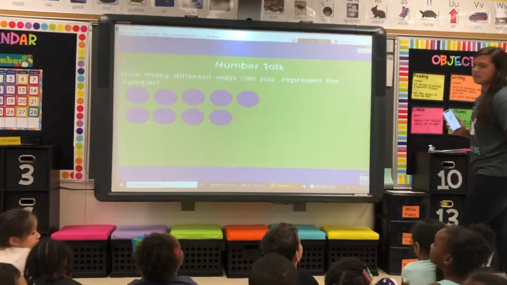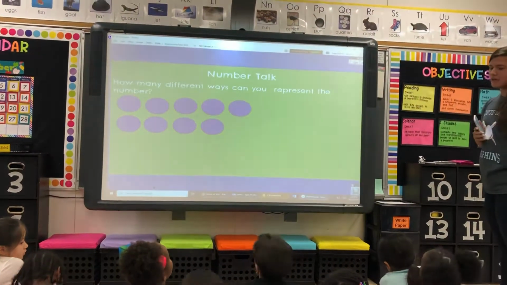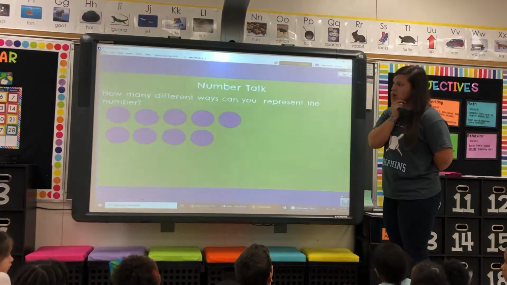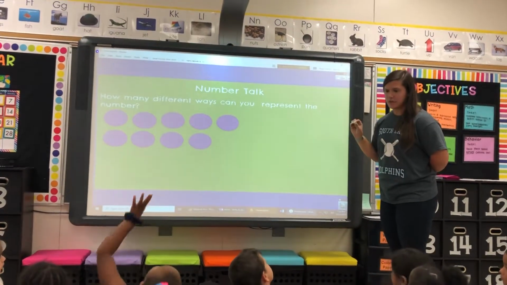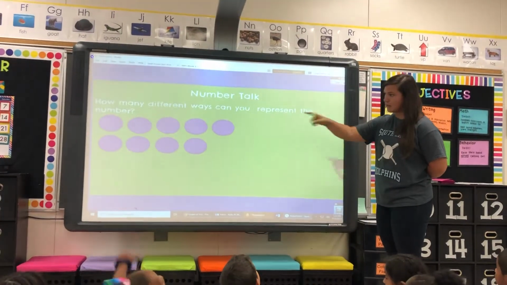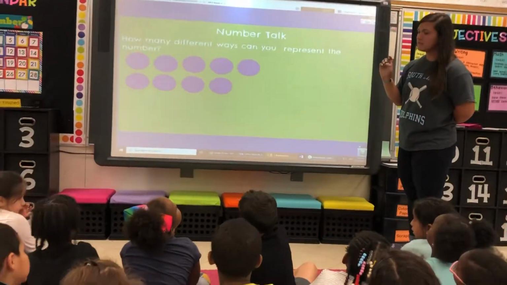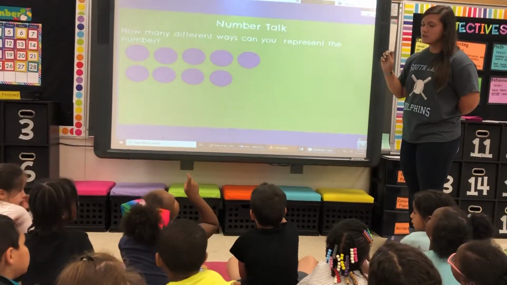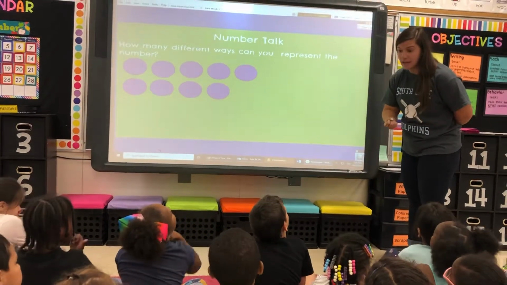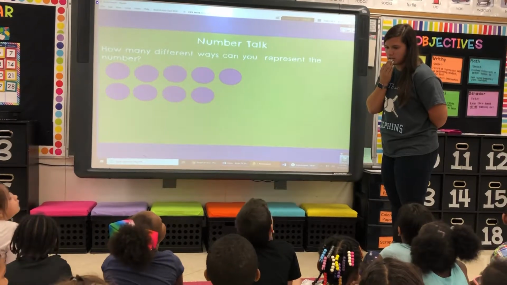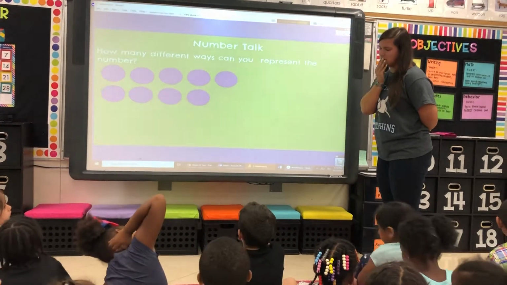How can you represent this number? How can you break it apart and represent this number? Make it 9. Oh, but how many do we have all together? Count. 1, 2, 3, 4, 5, 6, 7, 8, 9. So in total we have 9. So how can you break it apart? How can you represent it in different ways? What 2 numbers make that 9?